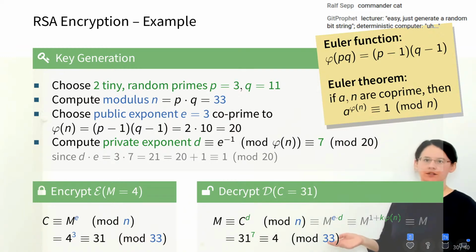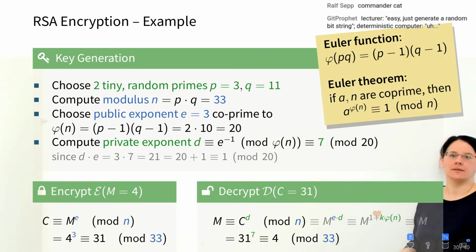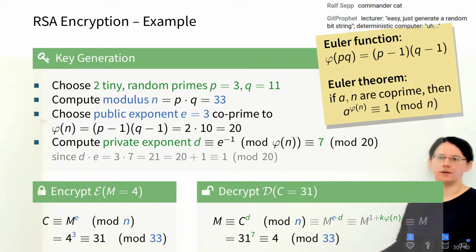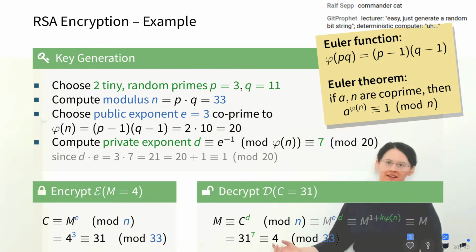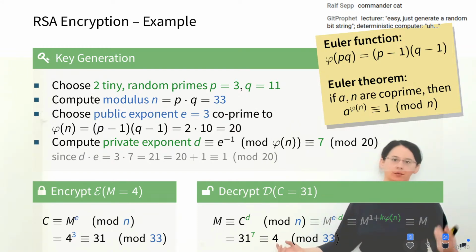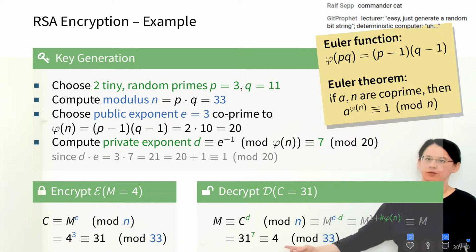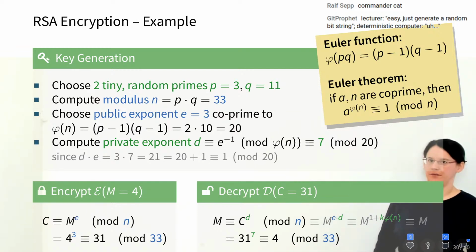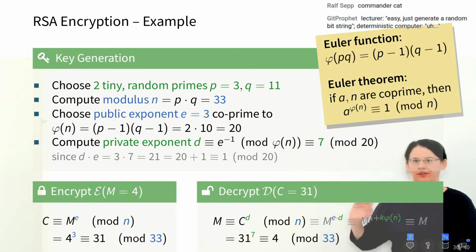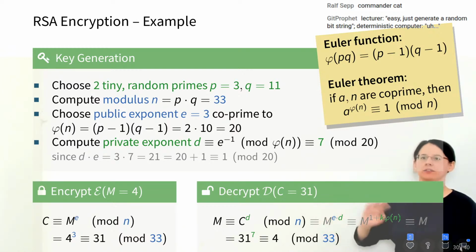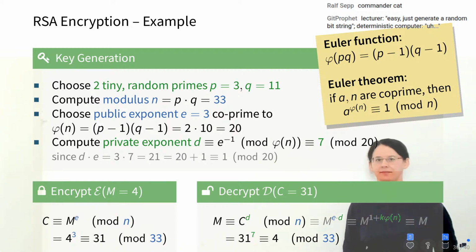Let's look at the decryption. Ciphertext to the power of our secret exponent equals 31 to the power of 7. Now you do really need your calculator probably, or at least I would. Anyway, the result is going to be 4 modulo 33. So with tiny numbers this is reasonably easy, but as you can imagine, with large numbers come large difficulties.